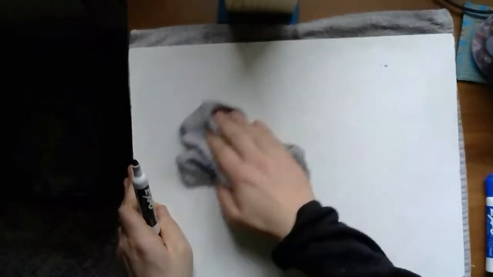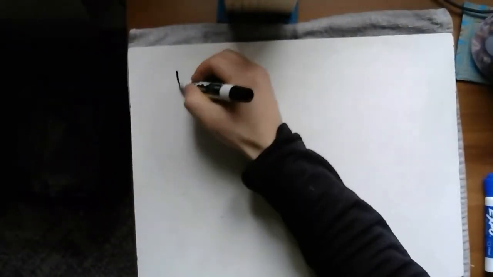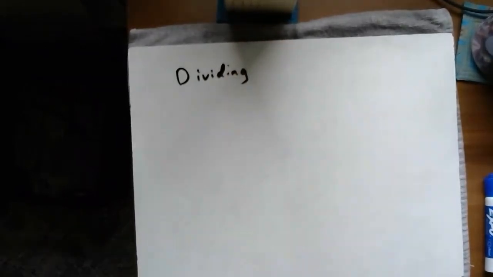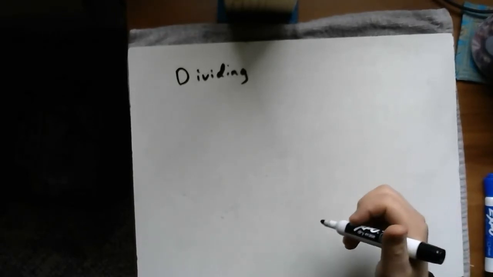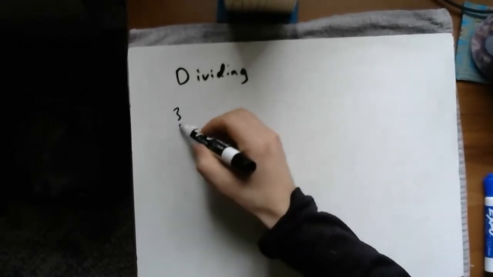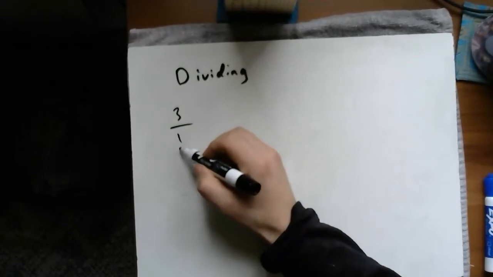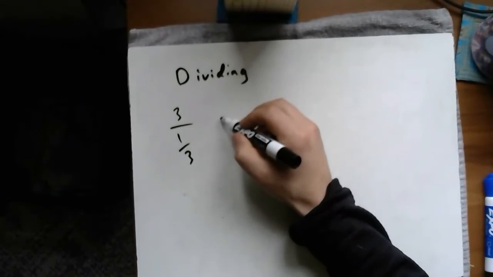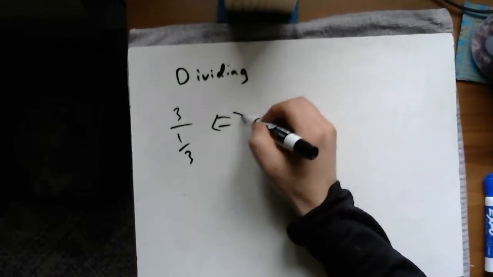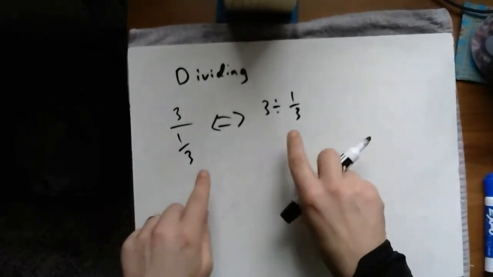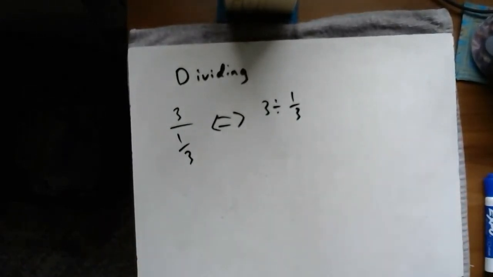And now dividing, we get into dividing here. A couple ways you'll see division of fractions. You might see something like this, 3 over 1/3, which could also be written a couple ways. I could say, well, let's say I'm saying 3 divided by 1/3. So those both mean the same thing.